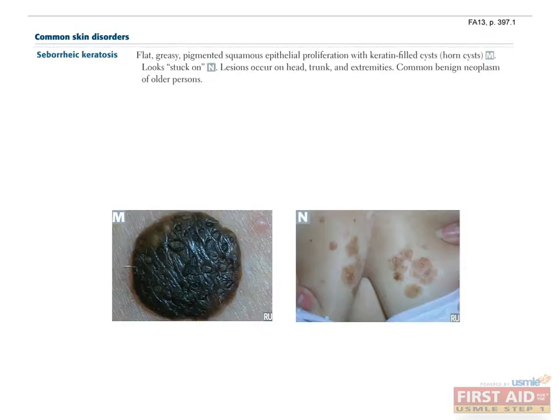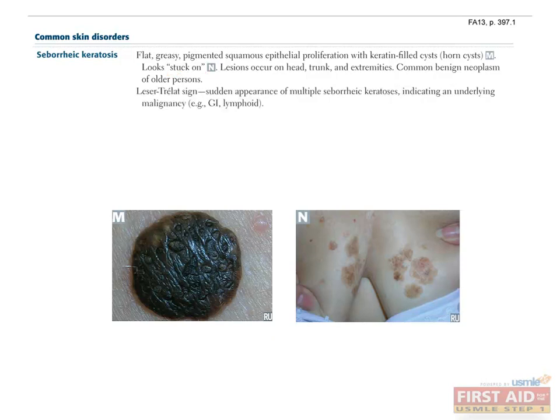The final common skin lesion we'll discuss is the seborrheic keratosis, or SEBK. It's a flat, greasy, pigmented skin cell tumor that includes keratin-filled cysts, or horn cysts, and happens most commonly in older adults. It's classically described as looking like it's pasted or stuck on, but can't be scraped off, and it can happen anywhere on the body.